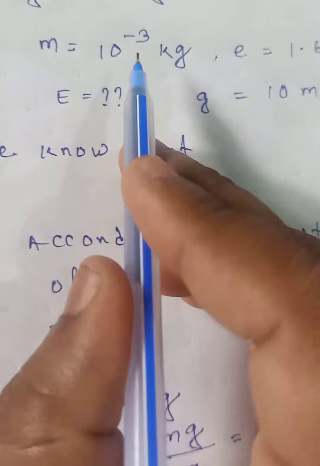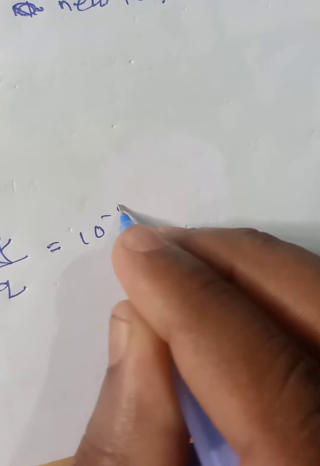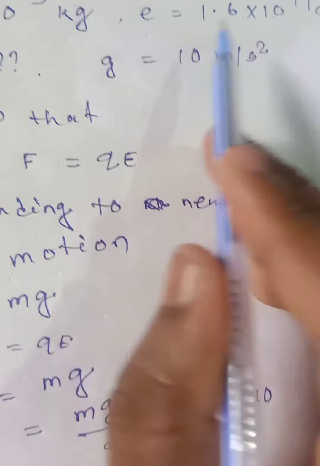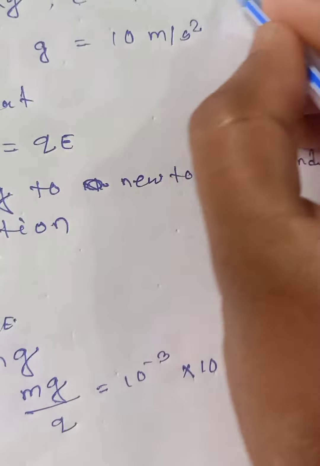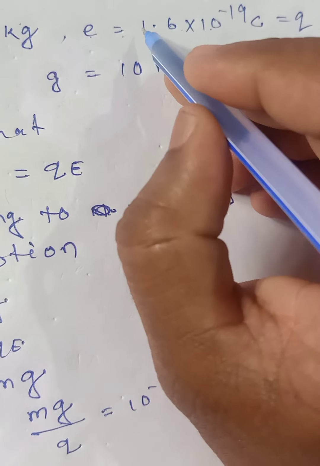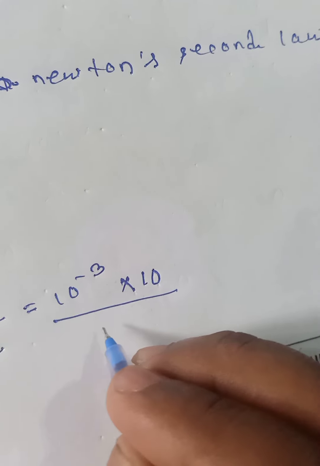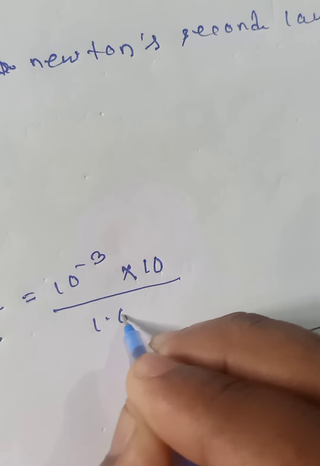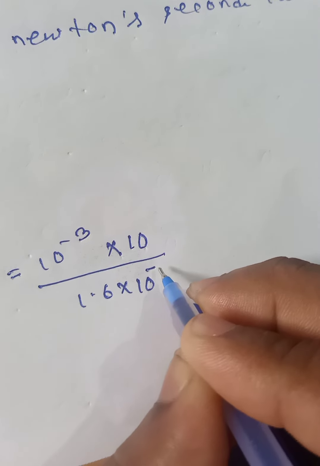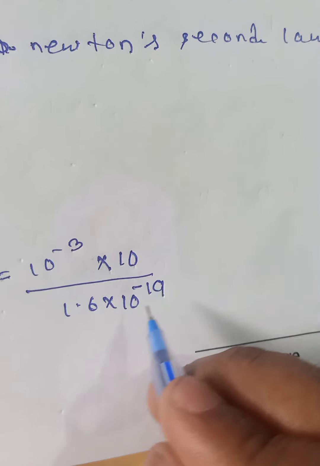The value of m is 10 to the power minus 3 kg. So E equals 10 to the power minus 3 into the acceleration due to gravity, which is 10, divided by Q, the charge of electron, 1.6 into 10 to the power minus 19 coulomb.